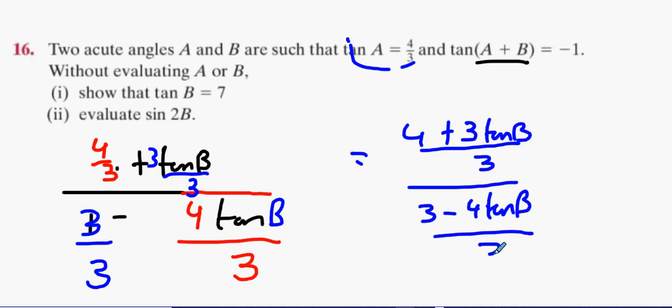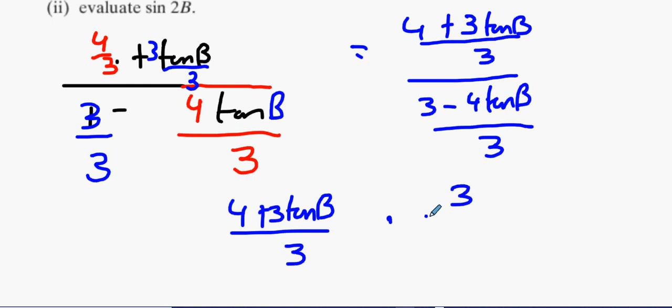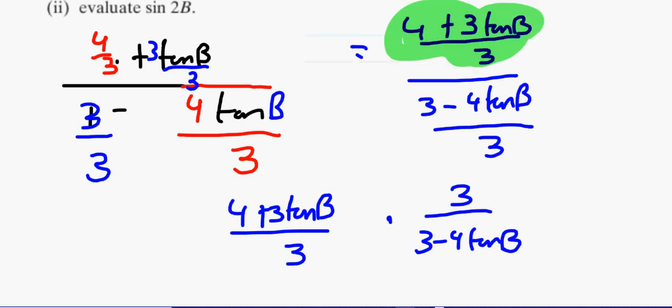Alright, Joe, what do you want to do with the bottom fraction? What do you reckon you're going to do with the bottom part? Flip it. Yeah, and what do you get? 3 over 3 minus 4 tan B. For those of you at home who are wondering what we just did, we have one fraction, the green fraction divided by the blue fraction. To divide fractions, you get the fraction that's on the bottom, bring it up and turn it upside down.